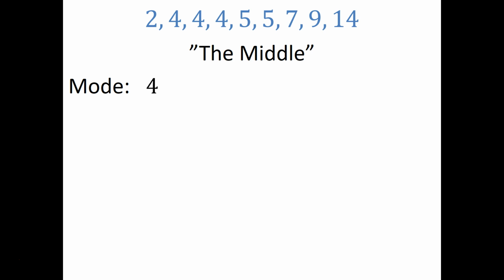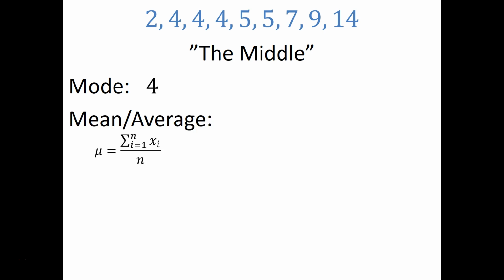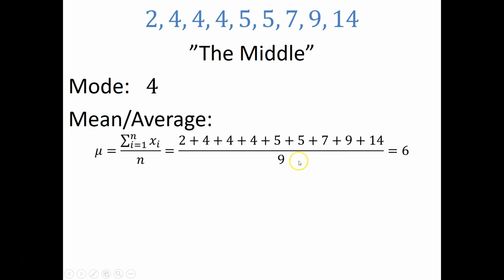The next thing is the mean, or the average, which can be technically written as this fraction, where n is the number of data points. So in this case, n is 9, because we have 9 data points. And this is just sigma notation for summing up all the values. So we would add all the values, divide by 9, because we have 9 data points, and then we get the average, which is 6 in this case.